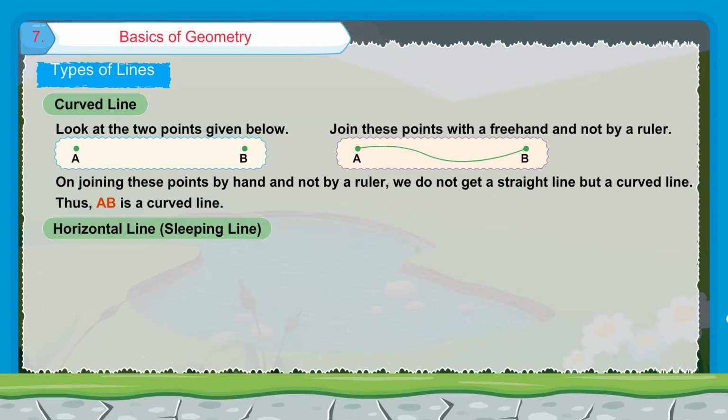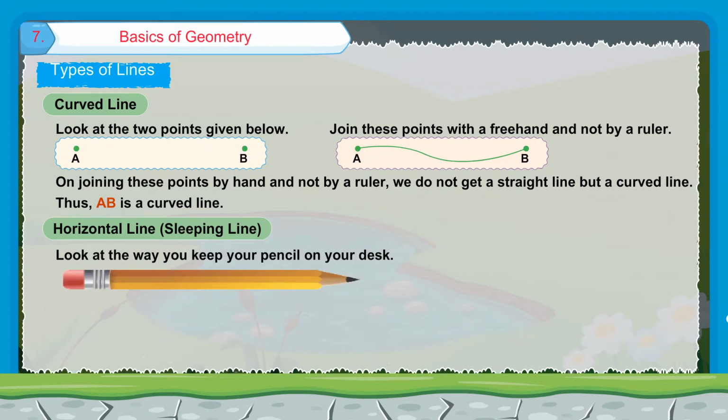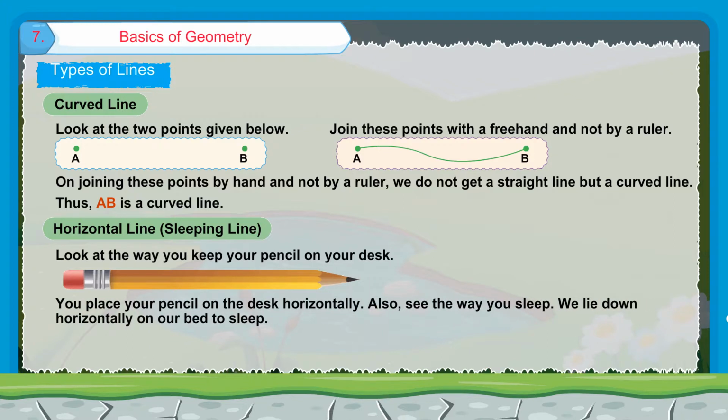Horizontal line, sleeping line. Look at the way you keep your pencil on your desk. You place your pencil on the desk horizontally. Also, see the way you sleep. We lie down horizontally on our bed to sleep. Thus, a line drawn in a sleeping way is called a horizontal line. The line AB drawn below is called a horizontal line.